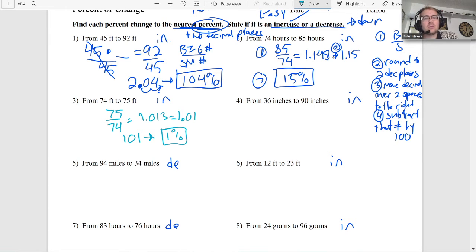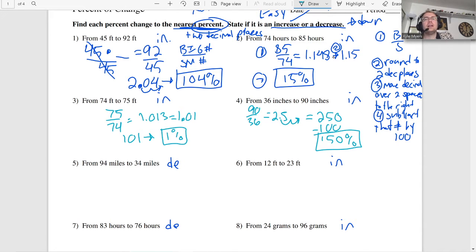Okay. So number 4, we do 90 divided by 36, and that's 2.5 exactly, so we don't have to round. And then we still have to move the decimal place over 2 spaces to the right. 1, 2, which would be 250, and then we subtract 100. 150%.